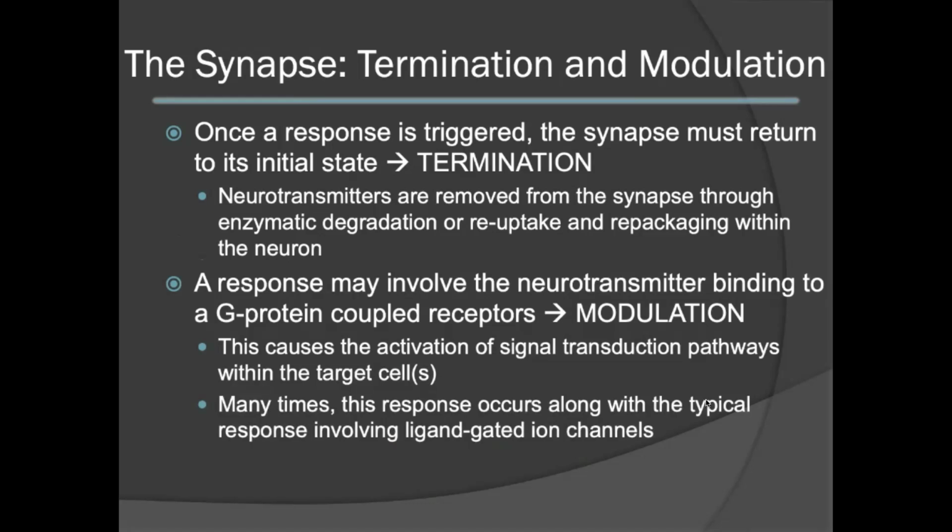In a modulatory response, this may involve the neurotransmitter binding to a G-protein coupled receptor. This causes the activation of signal transduction pathways within the target cell. Many times, the modulation response occurs along with the typical response, involving ligand-gated ion channels.